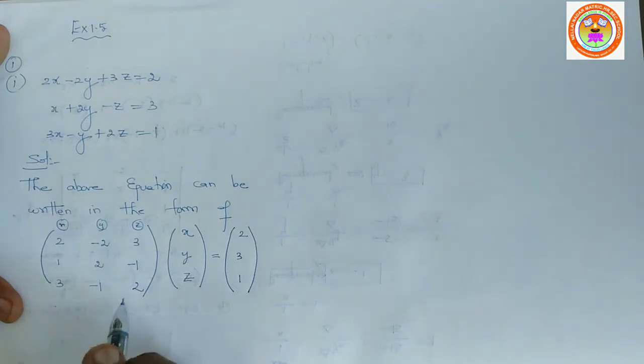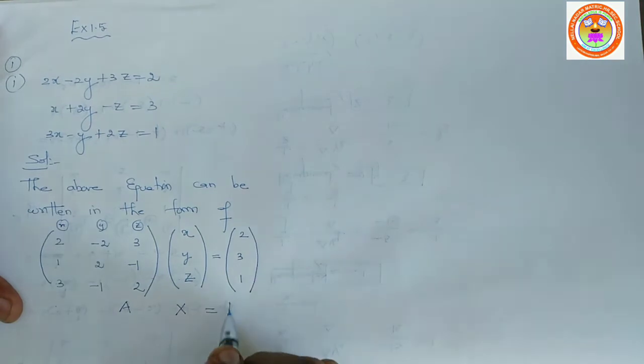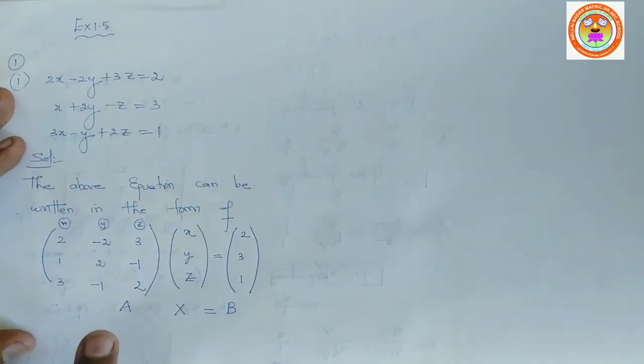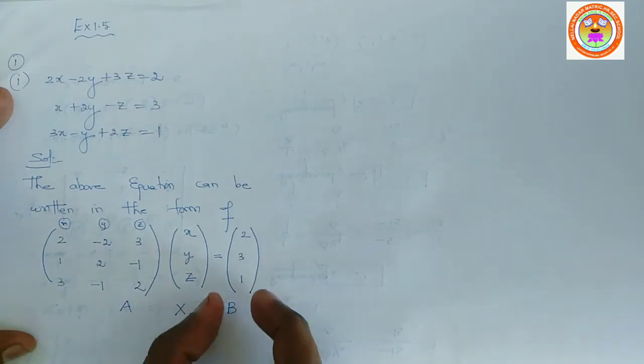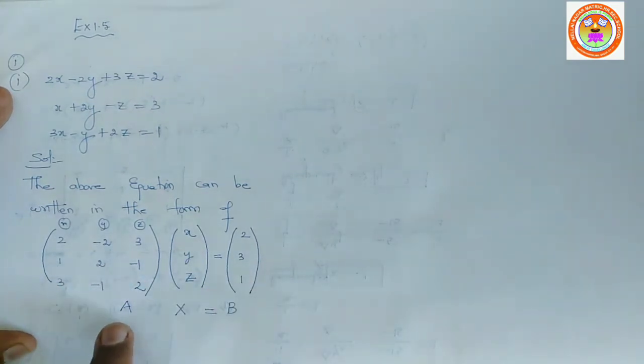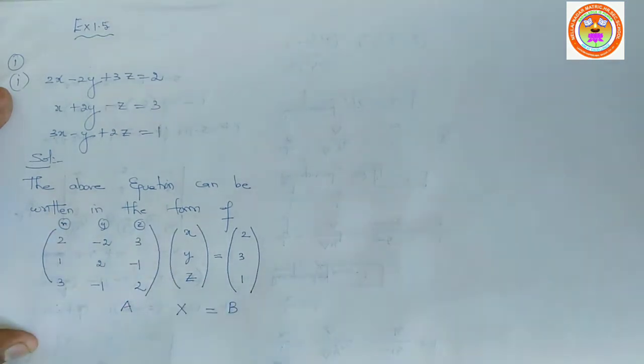So this one is called the A matrix, this is called the X matrix, and this one is called the B matrix. Listen carefully: this is the A matrix, this is the B matrix. Now we are going to join the A matrix and the B matrix. This is called the augmented matrix. By joining the A matrix and the B matrix, this is called the augmented matrix.